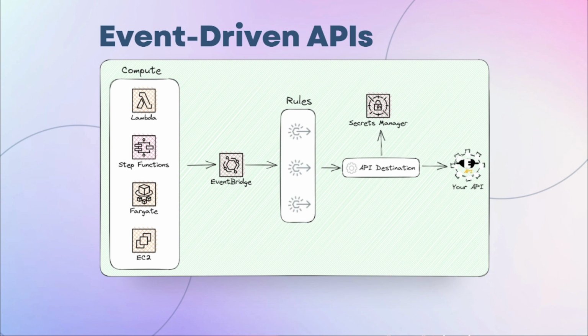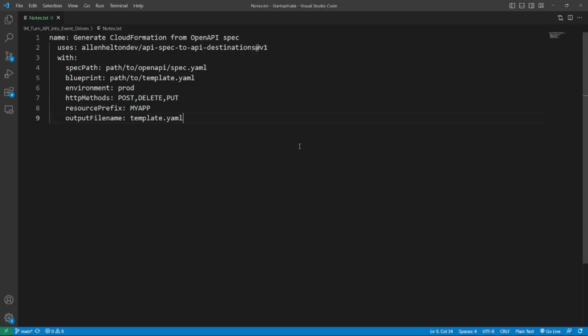There are only a few AWS resources involved with an API destination, and most of them can be reused if they are targeting the same API. So I turned my eyes toward my OpenAPI spec. All right, converting OpenAPI specs to API destinations.